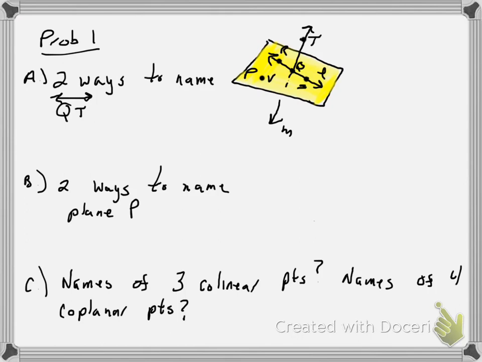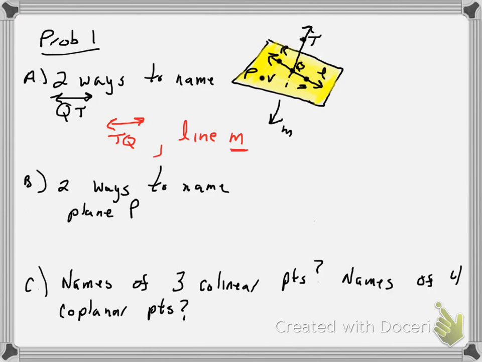A talks about 2 ways to name line QT, so other names, okay, for QT. Could be line TQ. Another way would be line M. And again, the lowercase m is for that line.